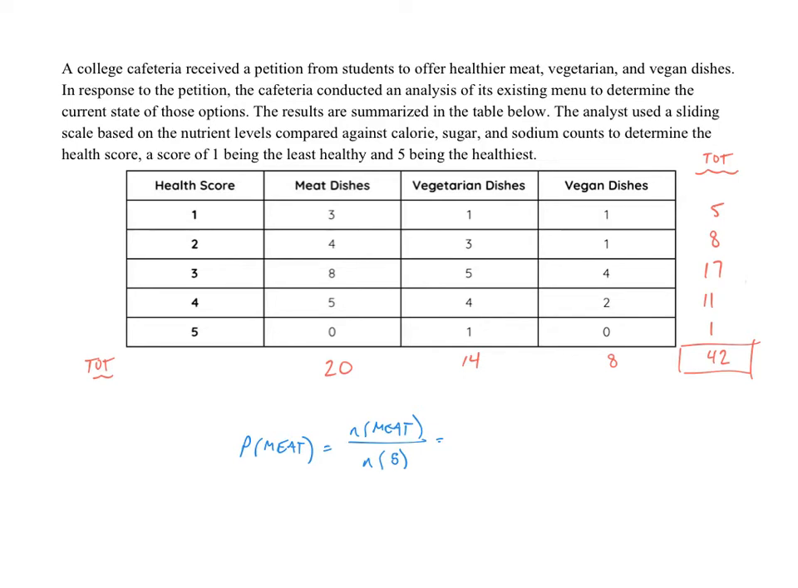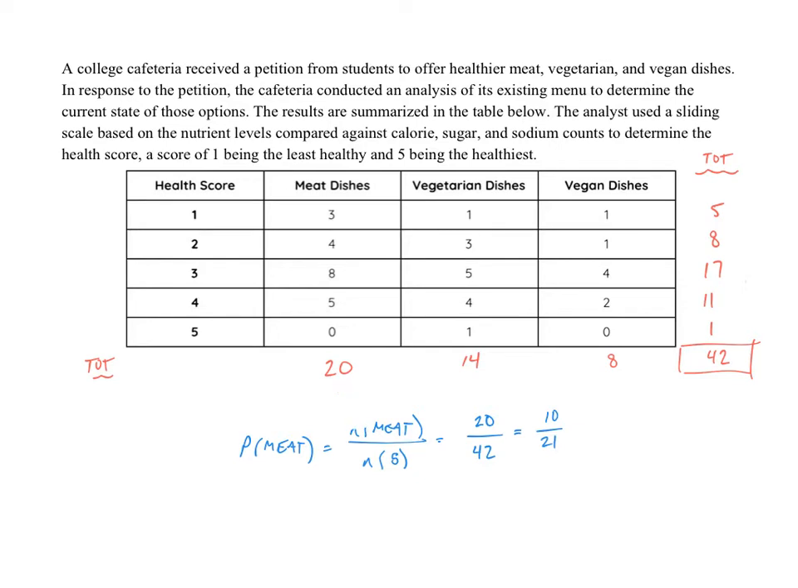So the number of meat dishes in total is 20. And the number of total dishes that the cafeteria serves is 42. And we do want to make sure we reduce that. So if you left your answer as 20 over 42, that would not be scored correct for this activity. You would want to leave it as 10 over 21. So that's the probability of selecting a meat dish.